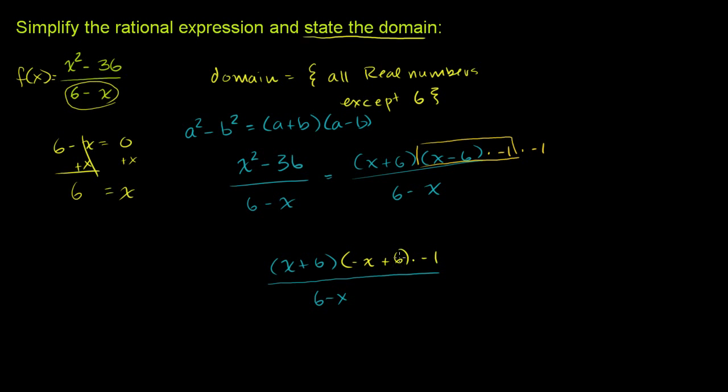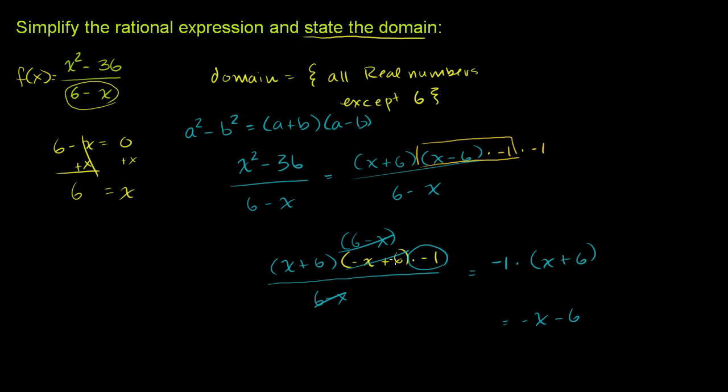Now, -x plus 6 is the exact same thing as 6 minus x. If you just rearrange the two terms, -x plus 6 is the same thing as 6 plus -x, or 6 minus x. So now you could cancel them out: 6 minus x divided by 6 minus x. And all you're left with is a -1 times x plus 6. And if you want, you can distribute it, and you would get -x minus 6. That's the simplified rational expression.